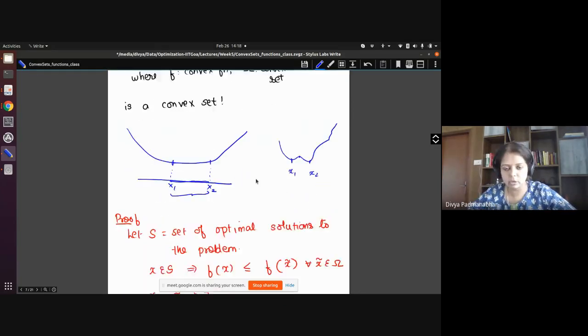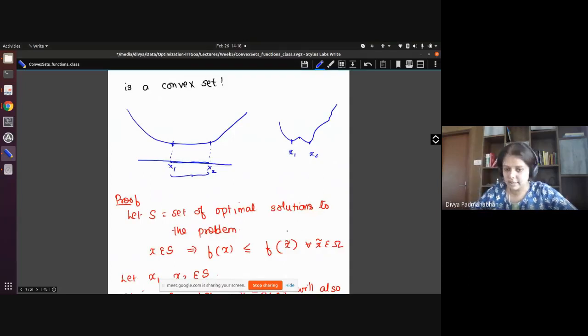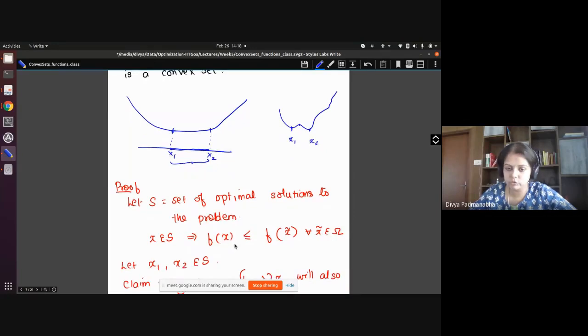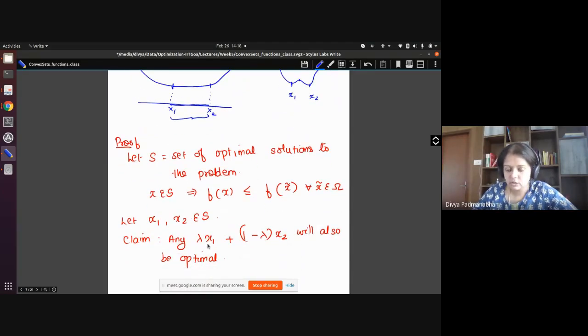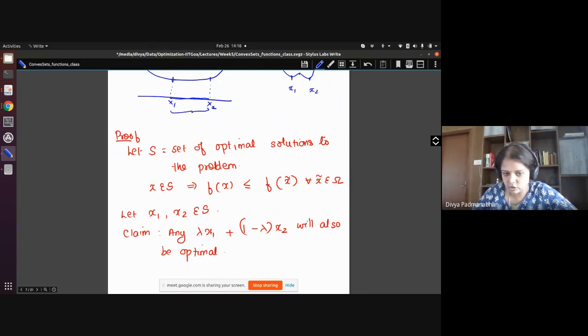Let's just have a quick look at it. So suppose S is a set of optimal solutions. What it means is that f of x is less than or equal to f of x tilde for all x tilde in the set. This is true because you know that any local optimum is a global optimum, so you don't have to distinguish between the two for convex problems. So that's what this means. Okay. So now you take x1, x2 in this set. The claim is that any convex combination of these two is also going to be optimal.